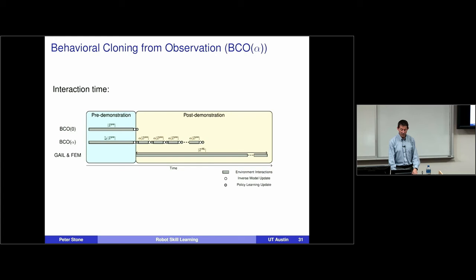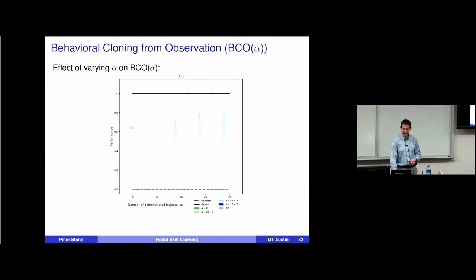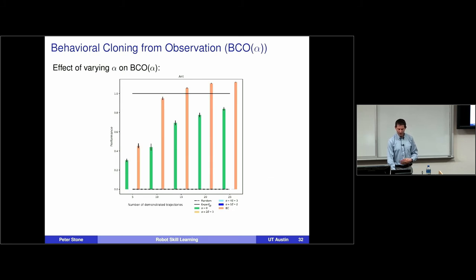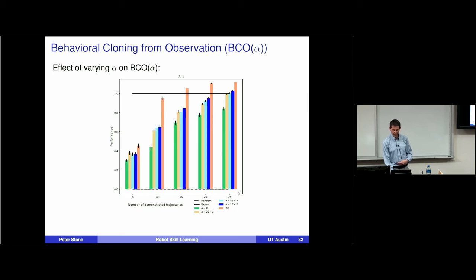Now, I will say we do have to use a lot of data in the pre-demonstration phase. Think of that as the robot when it's back in the warehouse learning its inverse dynamics model. But then once it gets the demonstration, the learning is very quick. Now if we vary alpha in this setting from 0, shown in green, to a higher value, with intermediate values, you see that as we get more and more post-demonstration data, the performance improves.